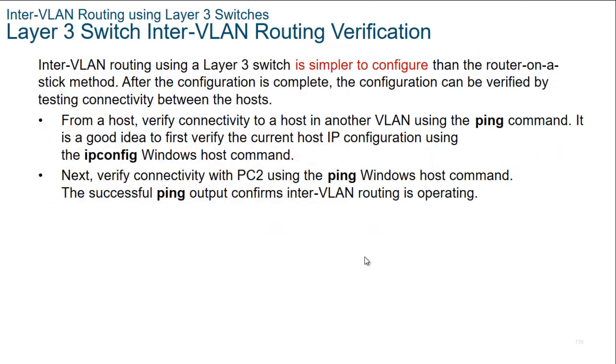So now that we have done that, I'm sure you have seen that inter-VLAN routing using a layer 3 switch is far simpler to configure than the router on a stick method. It is very direct. After the configuration is complete, it must be verified by testing connectivity between hosts. As you know already, to verify connectivity, you can use the ping command. It is also a good idea to make sure that you know the IP configuration, and you can check this using the ipconfig Windows host command. If you can ping both PCs successfully, that means that inter-VLAN routing is operating.